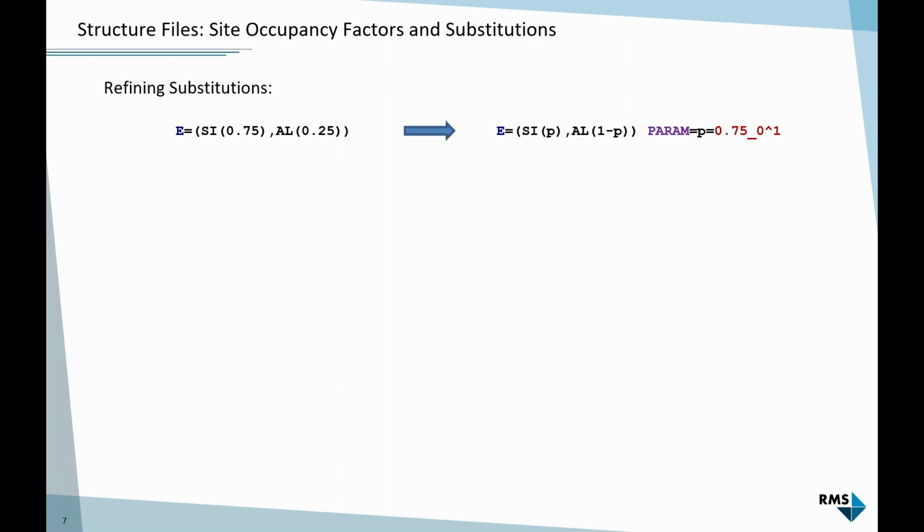And in this case, I decided to start with 0.75 because that's what I used on the left side for the hard-coded numbers. And then I allow this parameter to vary between 0 and 1. So I can go from a fully silicon occupied site to a fully aluminum occupied site. This is how I refine the ratio of these two atoms on the same site.